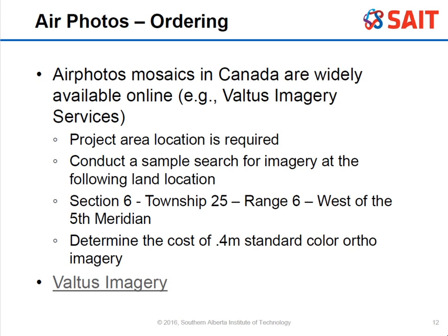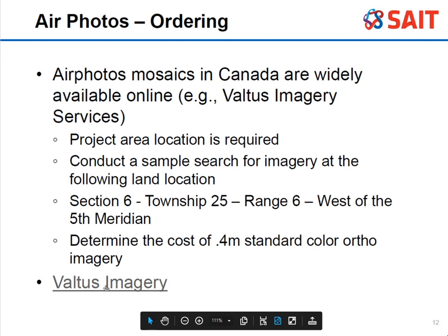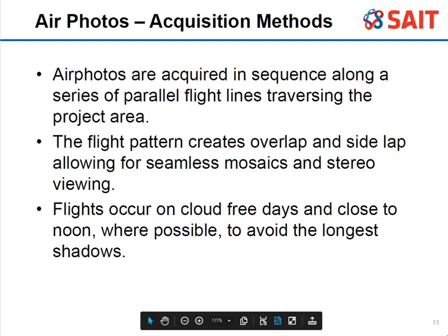Here's, for example, I could say Section 6, Township 25, Range 6, west of the 5th Meridian, which is a Dominion Land Survey address. And then I could try to determine the cost of a 0.4 meter standard color ortho image. So if you want to give that a try and go to the Veltus imagery, I'm not going to work through that example here, but you can imagine that you can go ahead and order your own images if you like and see what the cost of it is. You might be surprised.